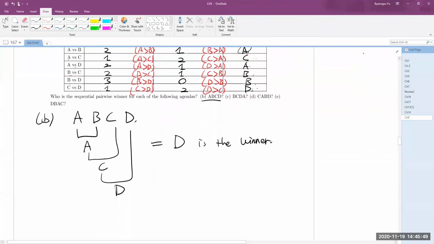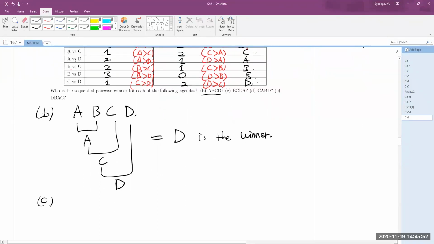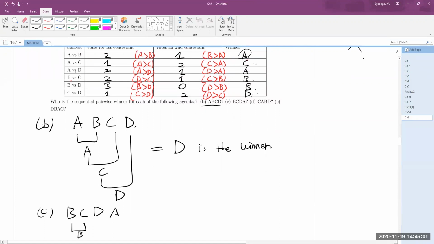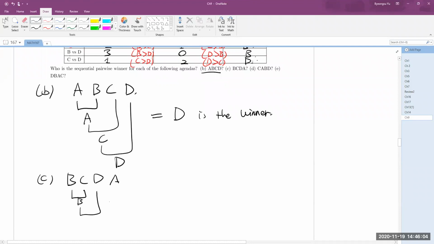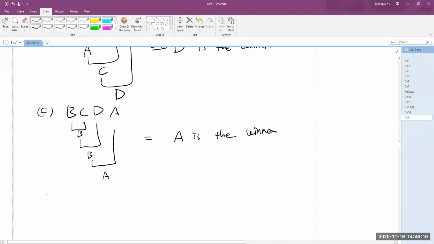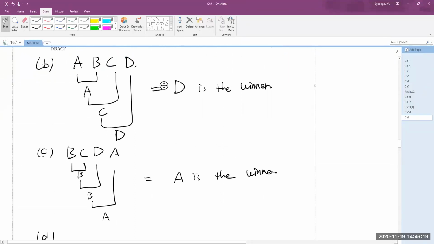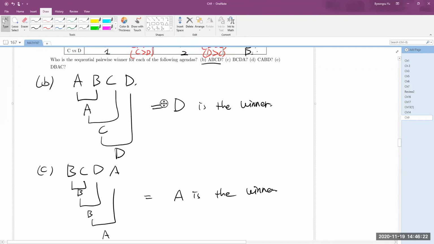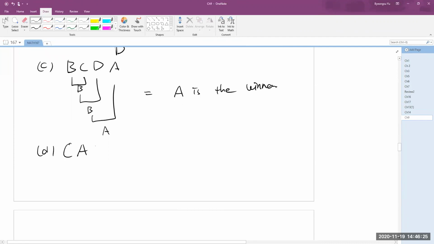But if you use another sequence, B, C, D, A, then B versus C, B is the winner, and B versus D, again B is the winner, but B versus A, A is the winner. So in the second case, A is the winner. You can do the same thing for D and E, C, A, B, D and D, B, A, C. I leave this as an exercise because we already have the time.